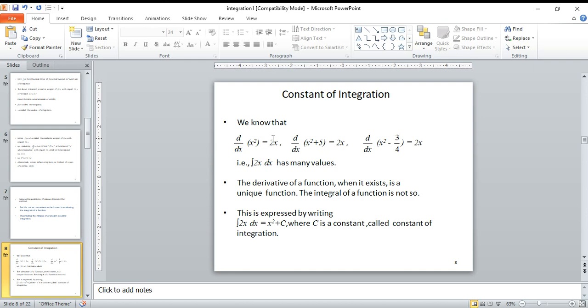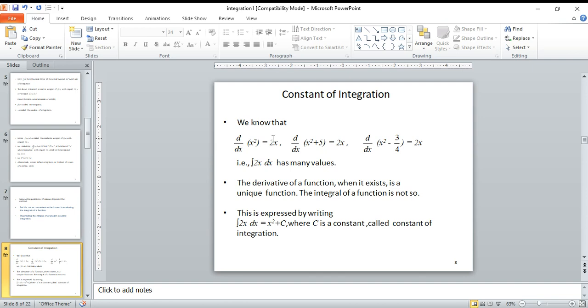So the derivative of a function, when it exists, is a unique function. The integral of a function is not so. The derivative of a function is unique, but integration is not unique. The integration of 2x gives many values: x square, x square plus 5, and x square minus 3 by 4 also. So it is not unique.